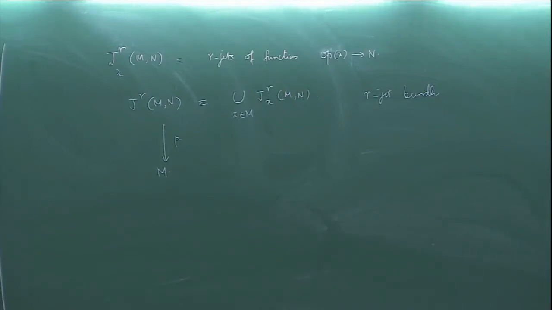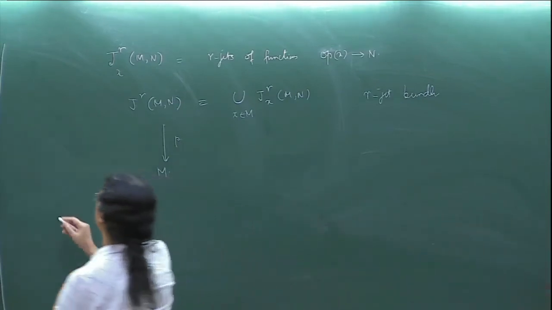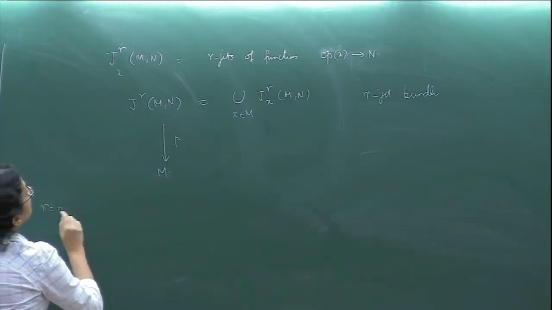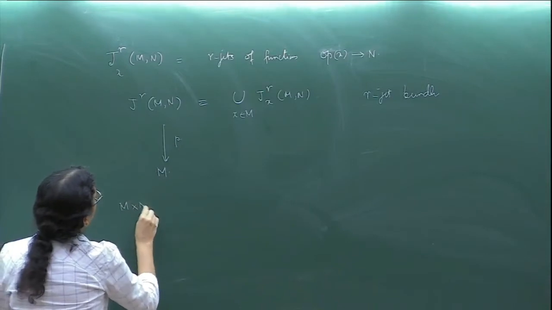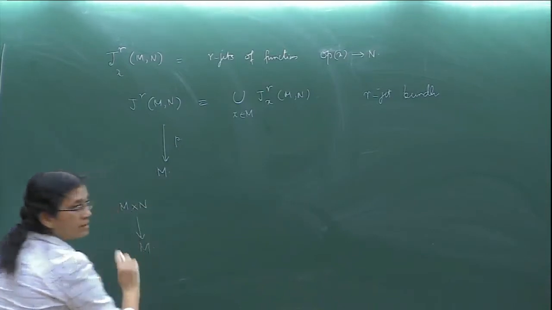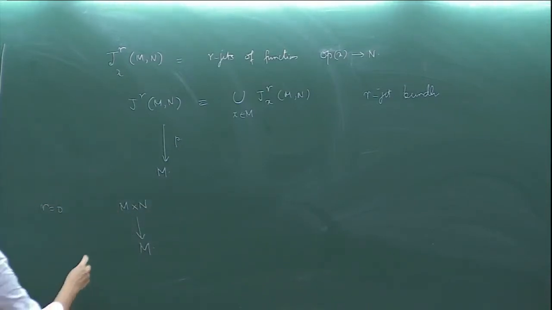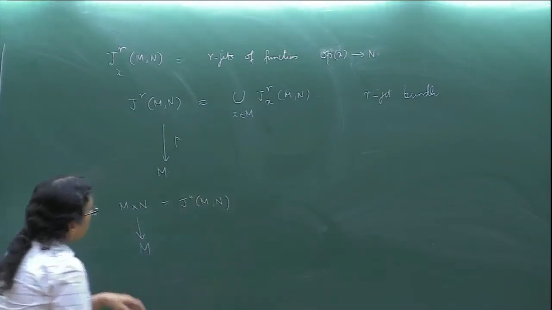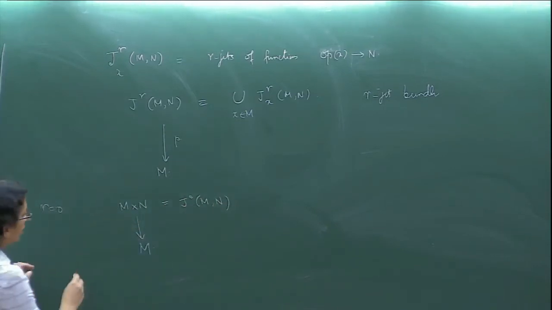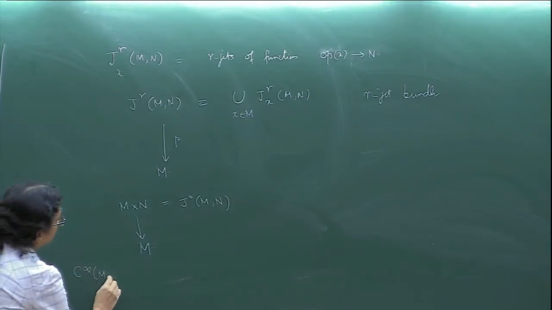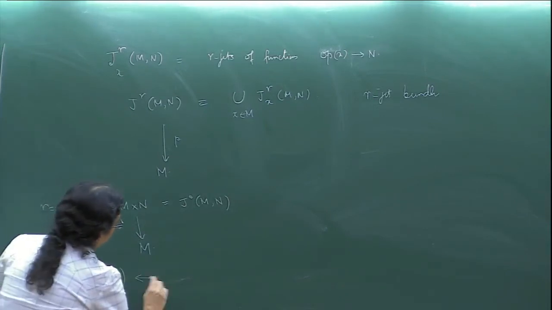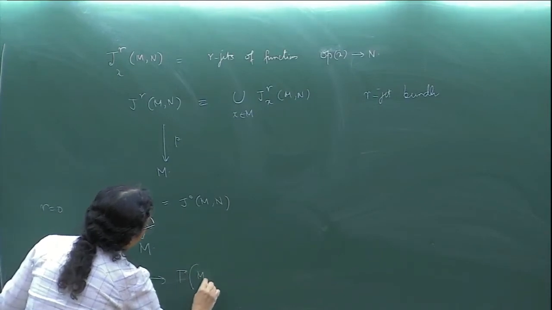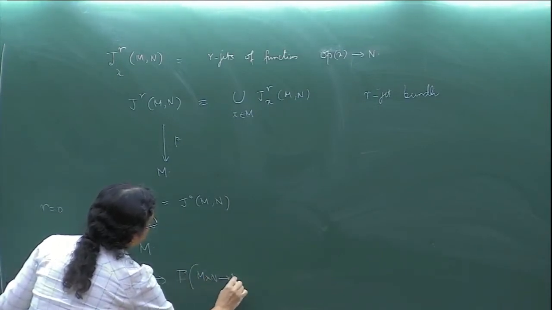Yeah, r equal to 0, I should have mentioned. So r equal to 0 means this is simply the product space. This is called the J0 M N. So if you look at the sections, they are in one-to-one correspondence with maps. This is the section of the trivial bundle.